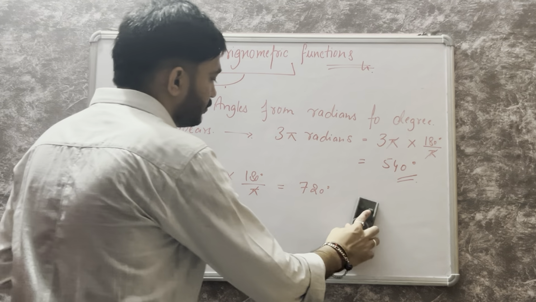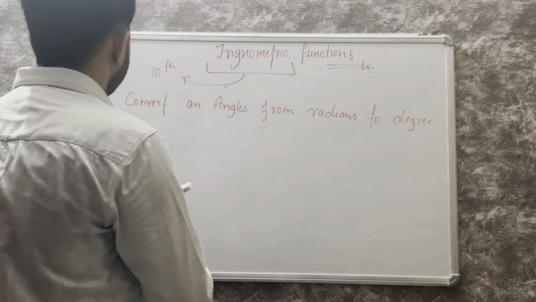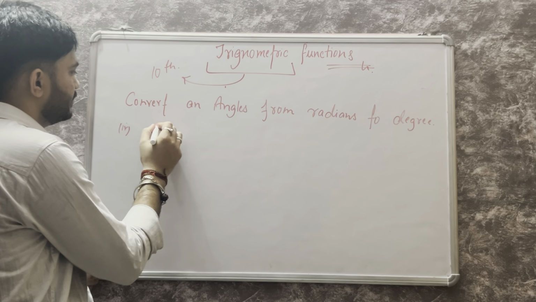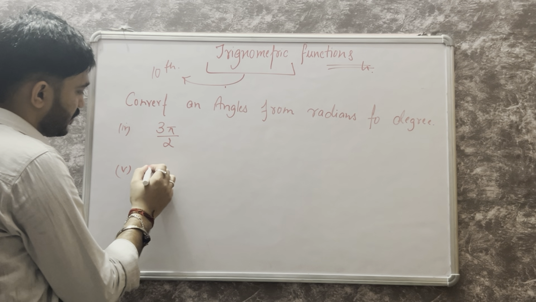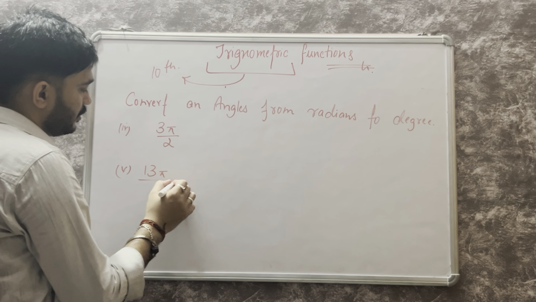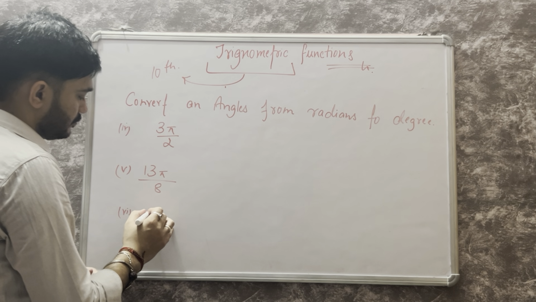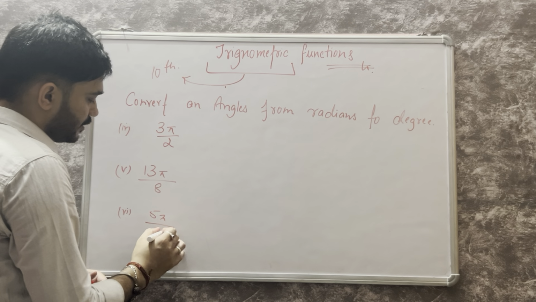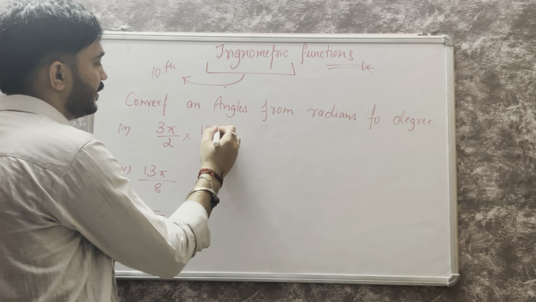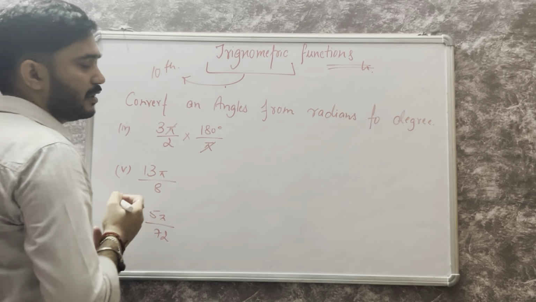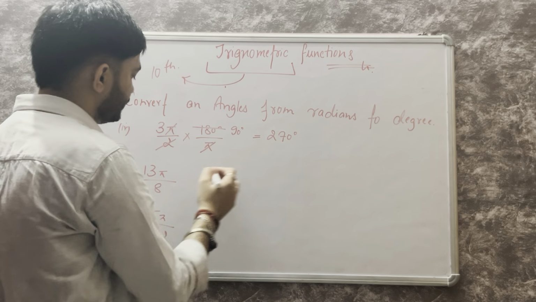We are going to solve some more examples based on it. What if we are given an example like 3 pi by 2, 13 pi by 8, 5 pi by 72. Just simply multiply the number by 180 degrees divided by pi. Pi and pi are going to be cut. 2 ones are 2, 2 nineties are 180. The answer will be 270 degrees.